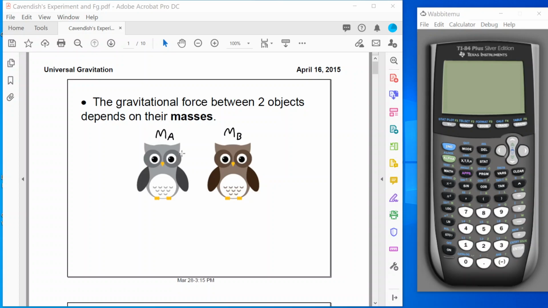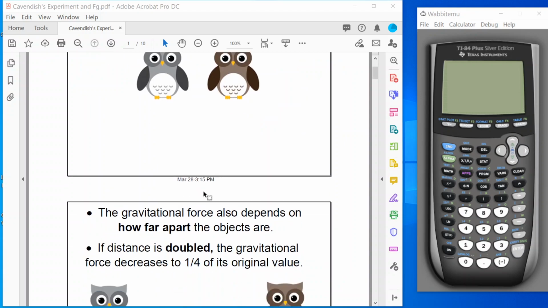So if we double the mass of owl A, the gravitational force pulling on owl A and also the gravitational force pulling on owl B will both double. If we triple the mass of owl B, then those gravitational forces both triple. When you have a directly proportional relationship, the variables kind of copy one another. So if I quadruple the mass, the gravitational force quadruples. If I half the mass, the gravitational force halves as well.